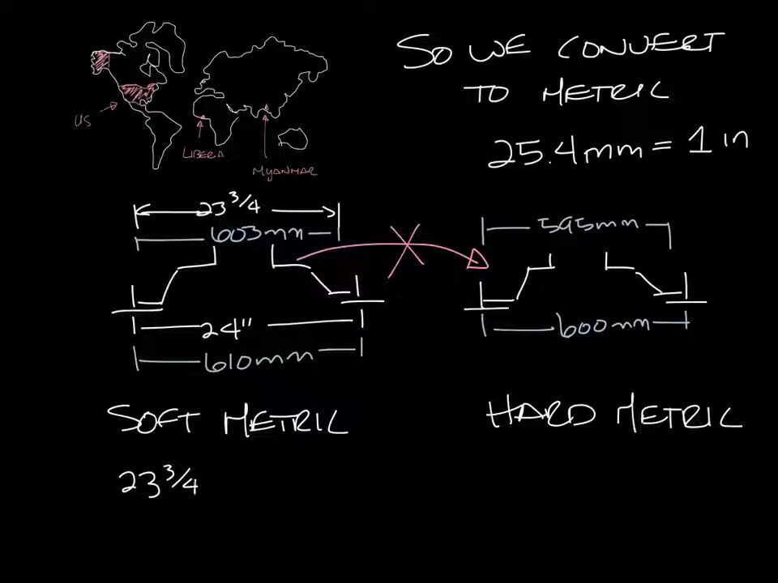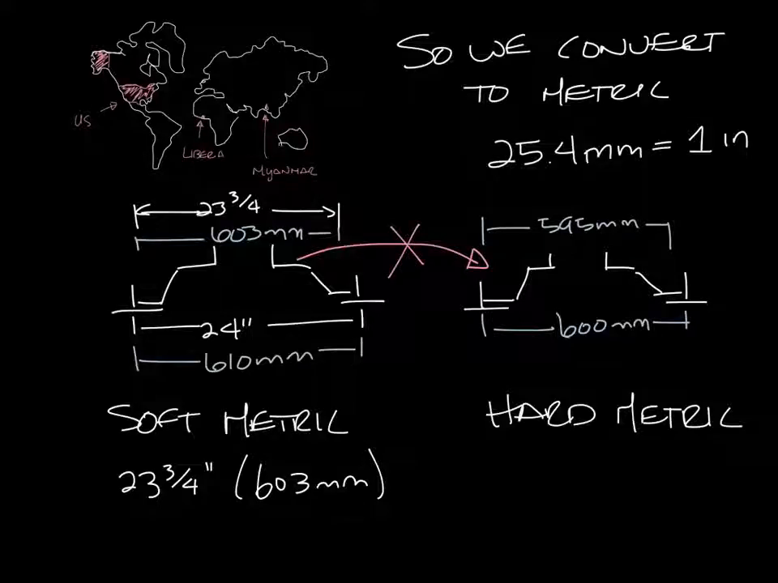Sometimes you'll see both on a submittal or some documentation, like 23 3/4 and then in parentheses 603 millimeters, but that's usually a soft metric conversion as well. It's kind of an important point because if you have the hard metric ceiling, you want to make sure you have hard metric diffusers as well so that everything fits together. I'm sure eventually the U.S. will switch to the metric system, but until then, now you know the difference between hard metric and soft metric.